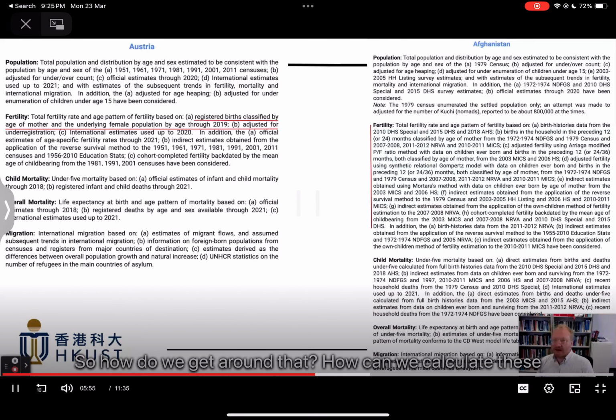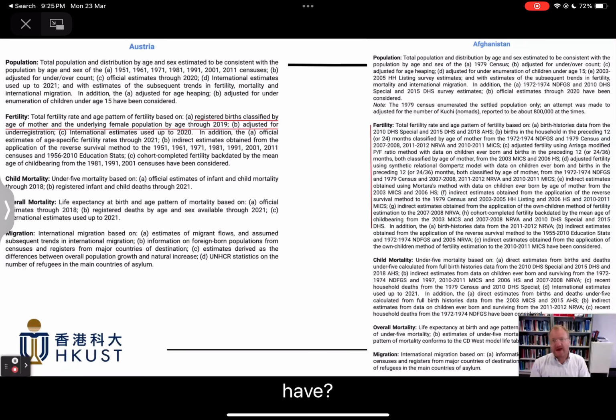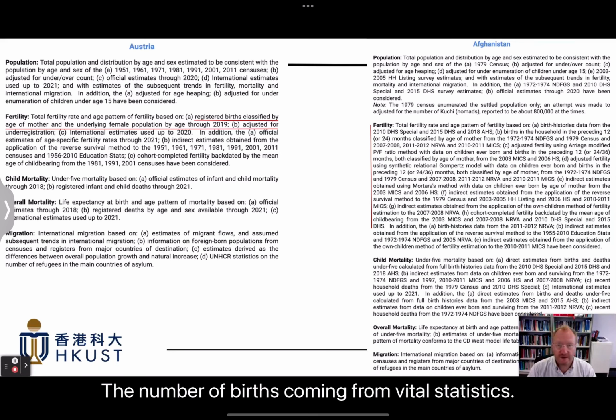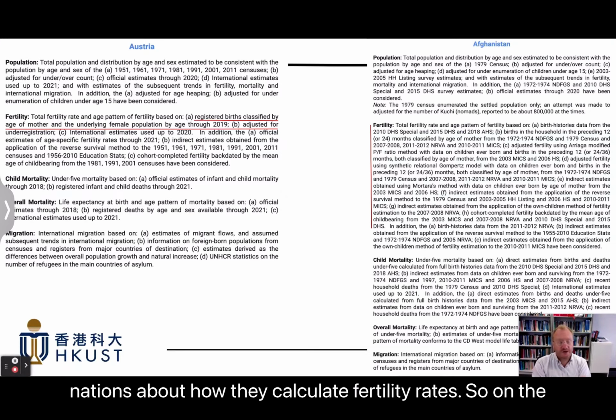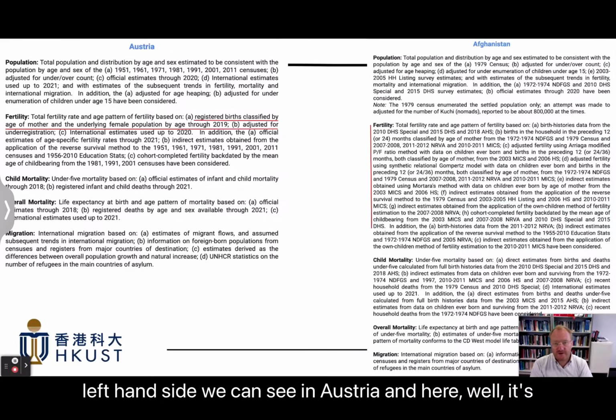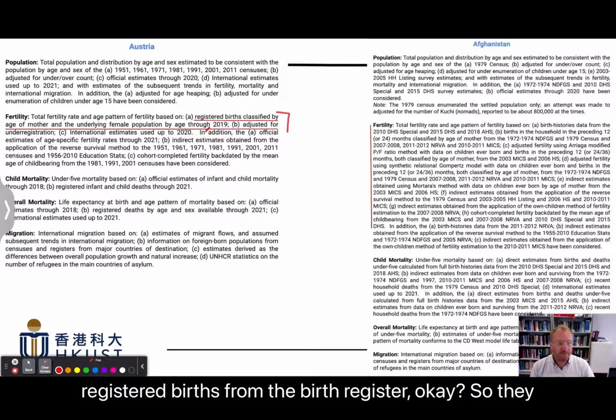So how do we get around that? How can we calculate these fertility rates if we need the number of births, but we don't have the number of births coming from vital statistics? Well, here we have an explanation from the United Nations about how they calculate fertility rates. On the left-hand side, we can see Austria, and here it's very, very simple. They just take the number of registered births from the birth register.